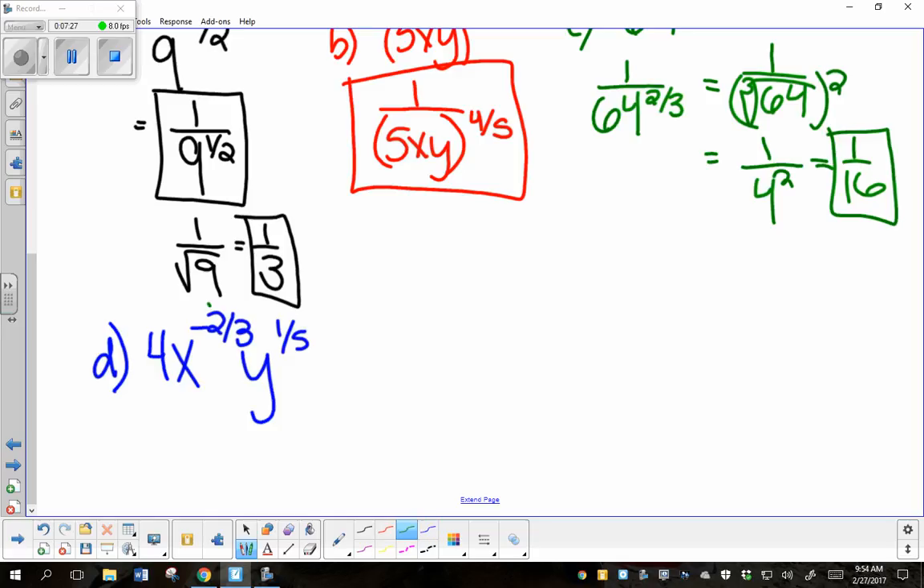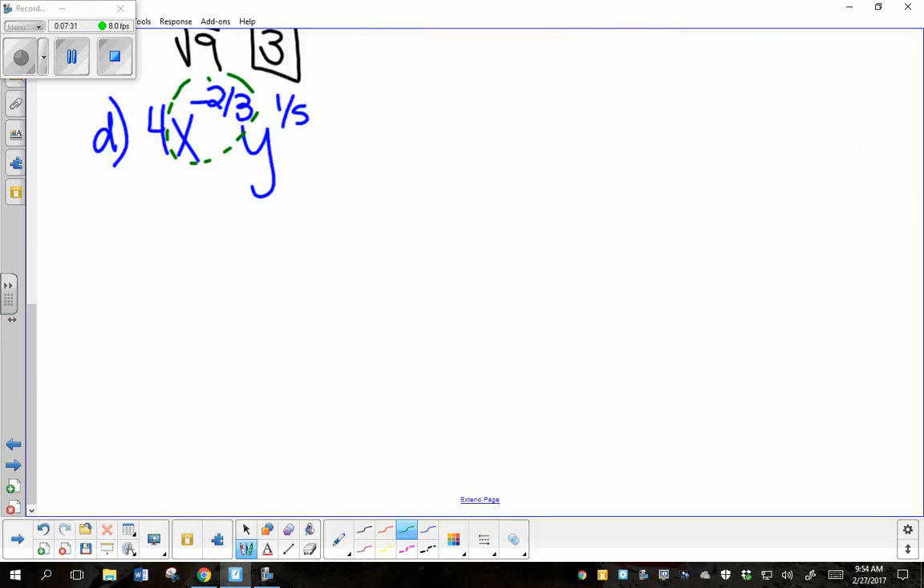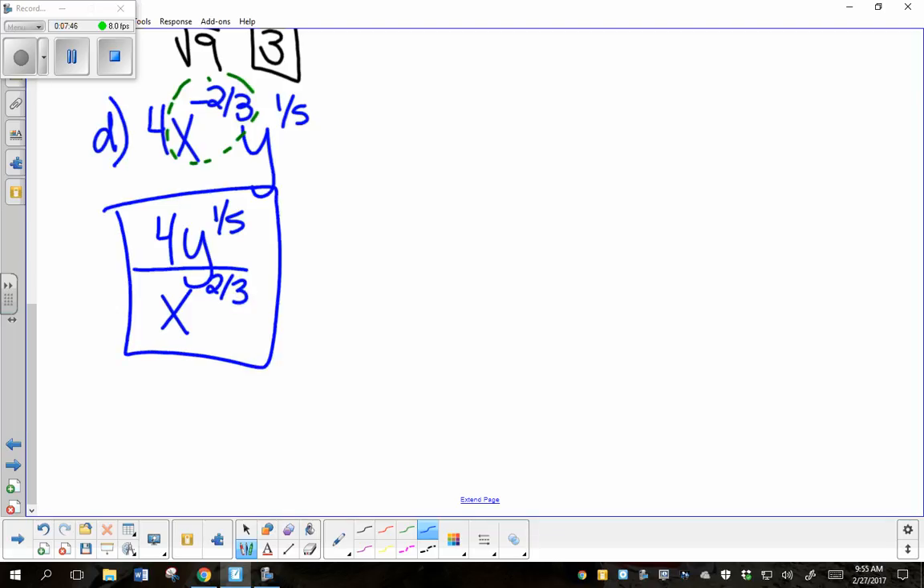The x is the bad guy, and he's going to have to move to the bottom. So this is the only bad guy. The other stuff gets to stay on top of the fraction. They're already on top because it's technically over 1 right now. So 4y to the 1/5 gets to stay on top because they're good. And then x moves to the bottom, and he goes through therapy and becomes positive 2/3. That's it. We can't really simplify because we don't know what x and y are.